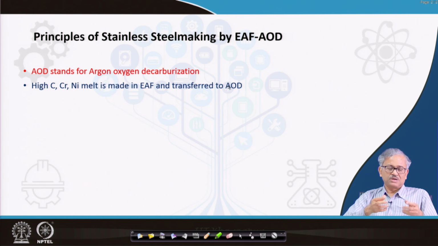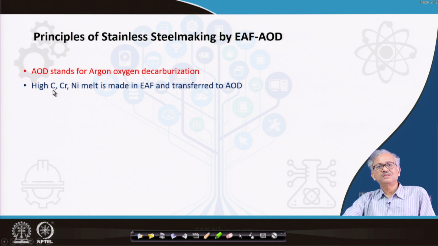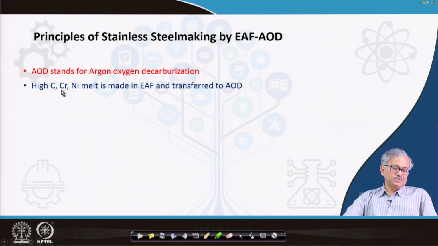Because if you oxidize the bath, which is a high carbon chromium nickel bath, when you supply oxygen to oxidize the carbon, chromium and nickel will also oxidize. But our idea is to preferentially oxidize the carbon, leaving the chromium and nickel in the bath. Finally I want to keep the chromium and nickel in the bath, but I don't want the carbon in the bath. That's why I want to preferentially remove the carbon over nickel and chromium.